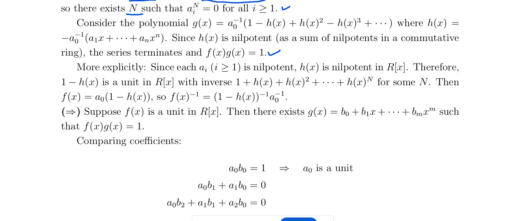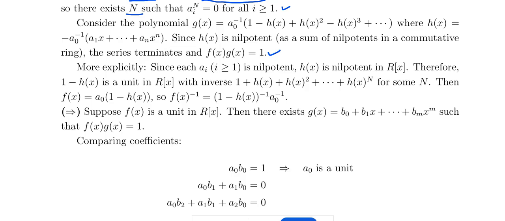Then f(x) is in the form a_0 times (1 minus h(x)). So from the definition of f(x), the inverse of f(x) equals (1 minus h(x)) inverse times a_0 inverse. This implies f(x) times the inverse of f(x) is equal to 1.